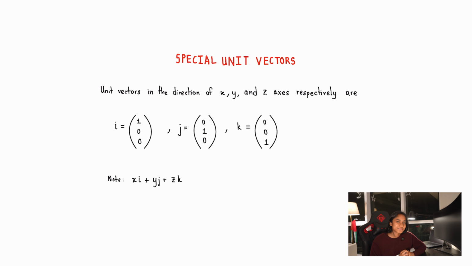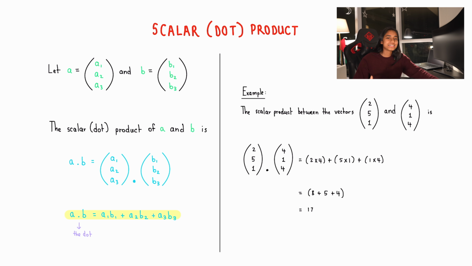Okay, so we went through that already. The next thing that we're going to learn is the scalar or dot product of two vectors. Let's say we have A and B, these two vectors, and we wanted to find the scalar or dot product of A and B. This is what we would do. We would multiply A1 and B1, add them to the product of A2 and B2, as well as the product of A3 and B3. We add these products together, and then we would get a number.